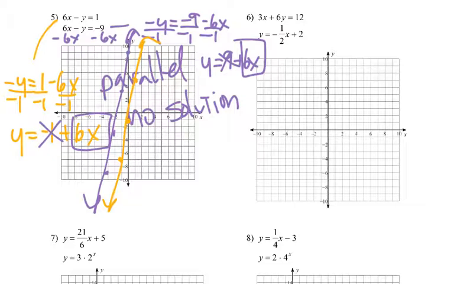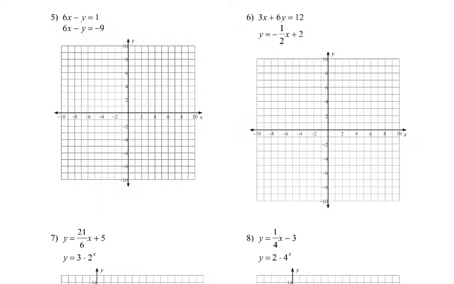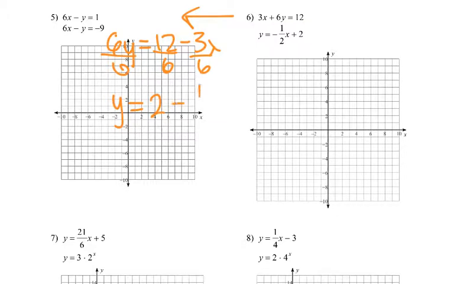Okay, number 6. Take 5 minutes. You guys try this one on your own. Alright. So you should have come up with, subtract a 3x to get 6y equals 12 minus 3x. Divide by 6. We'd get y equals 12 divided by 6 is 2, minus 3 over 6 is 1/2 x.